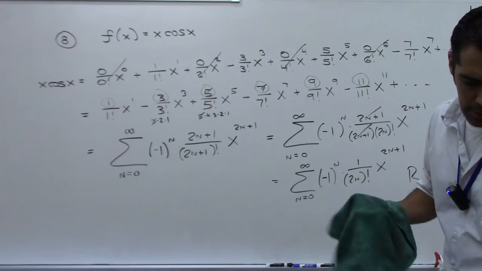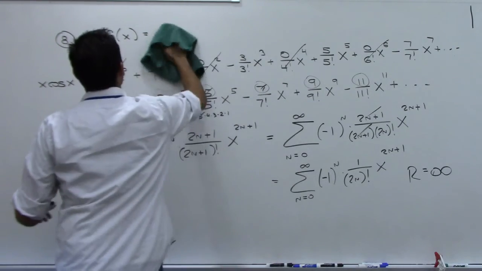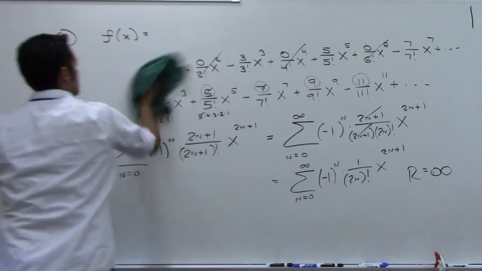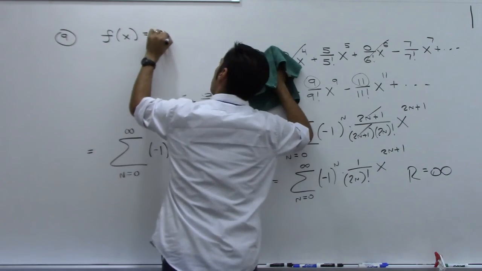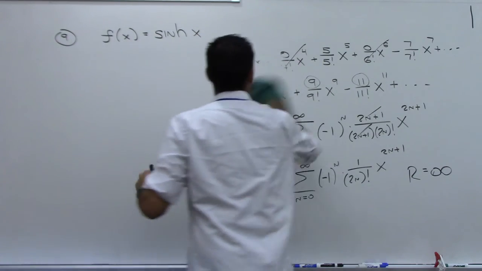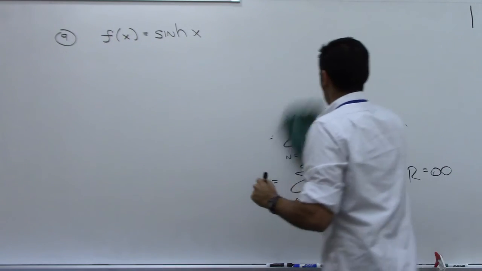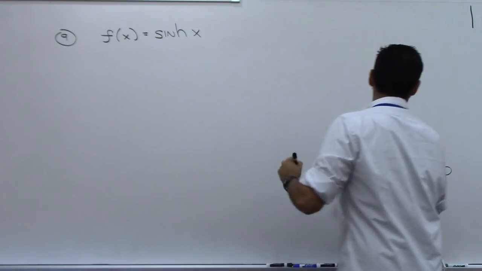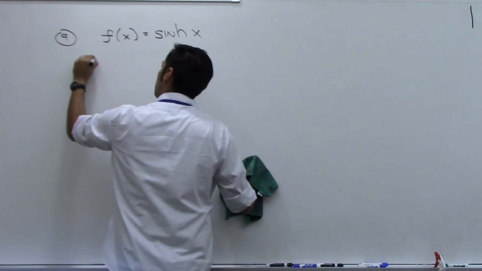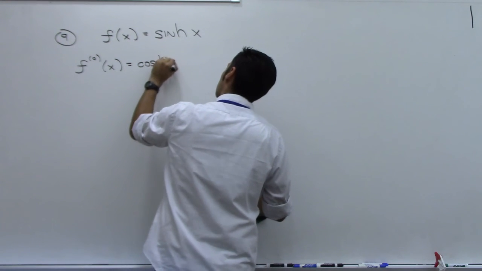I think I can do 9 pretty quickly. Try and get 9 done. Sine hyperbolic, or hyperbolic sine. This one's going to be a lot easier than the one we just did because of the derivatives. The 0th derivative of this function is cosine hyperbolic x.